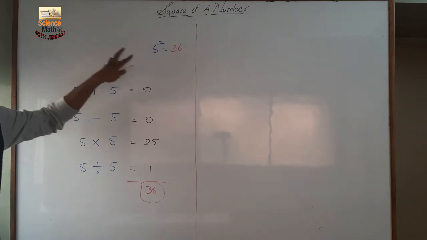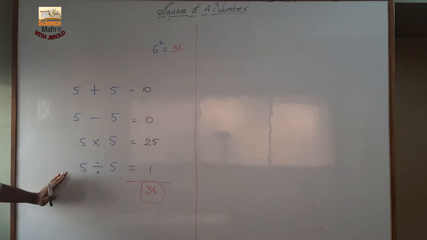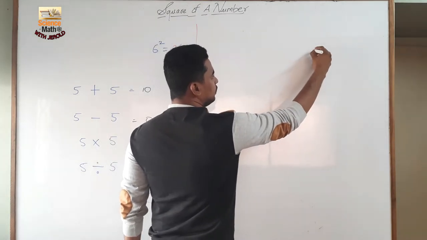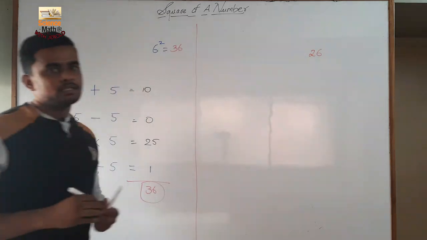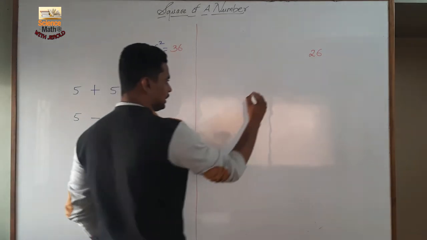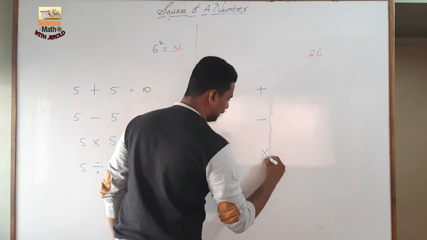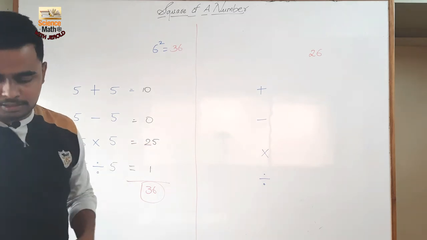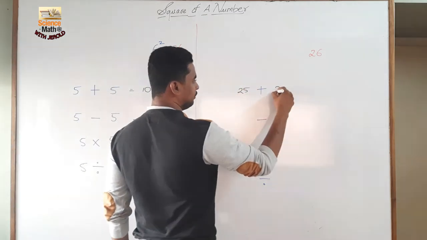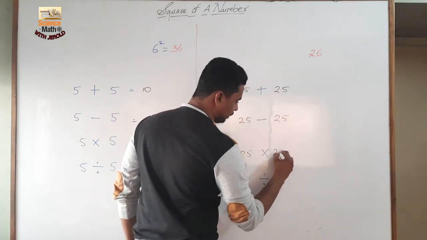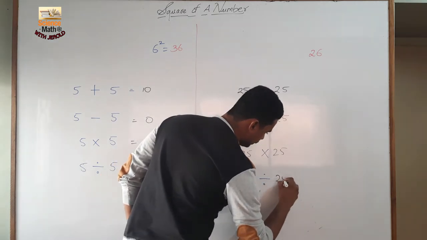How did we get 6 squared? By using the arithmetic signs on simple numbers. Going to a bigger number, let us consider we don't know the square of 26. For that, as you know, there are four arithmetic signs: plus, minus, multiply and divide. Now let me write the numbers. I have to consider the previous number, that is 25 plus 25, 25 minus 25, 25 multiplied by 25 and 25 divided by 25.